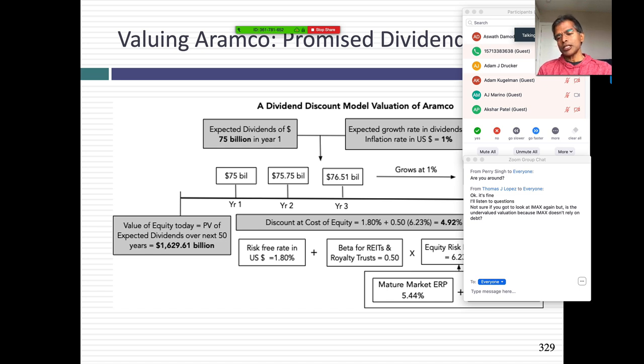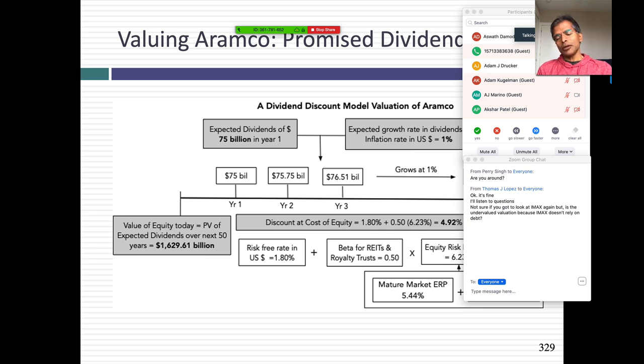So the first valuation I did was a dividend discount model, where I took the $75 billion and grew it at the inflation rate of 1%. So you can see it's 75, 75.75, 76.51 billion. And I kept it going for 50 years. Why 50 years? Here's what I treated Aramco as: 330 million barrels of oil, 50 years of oil is what they have under the ground. I essentially extracted all the oil out.